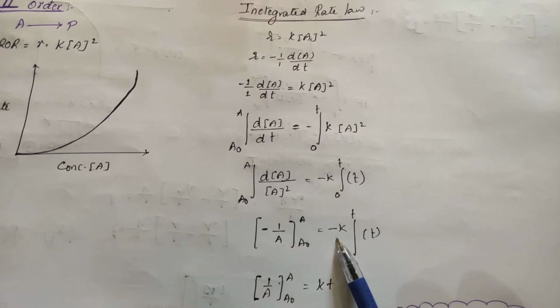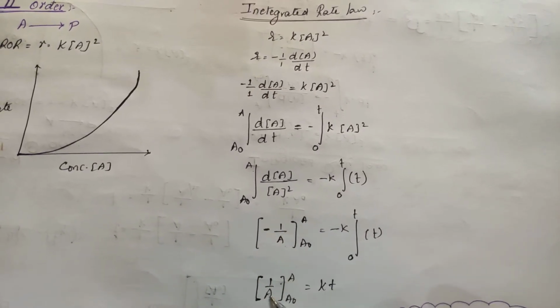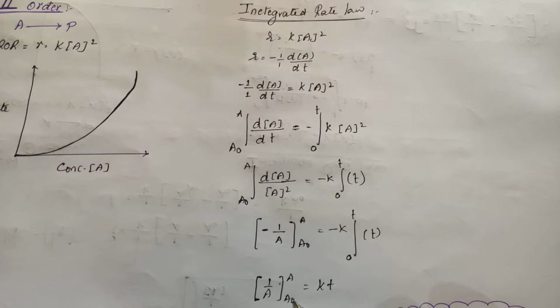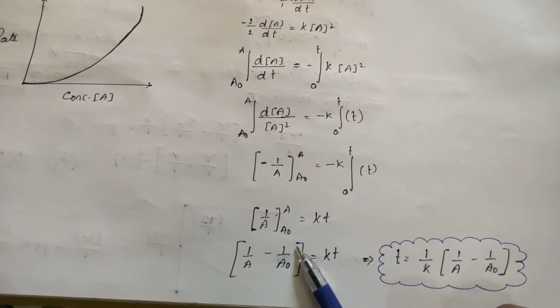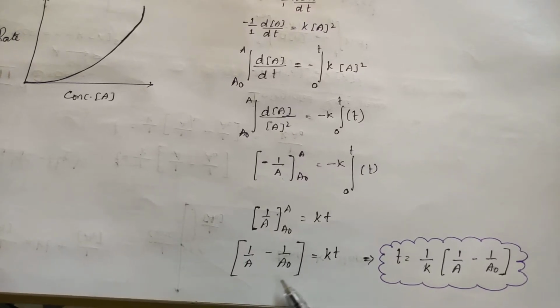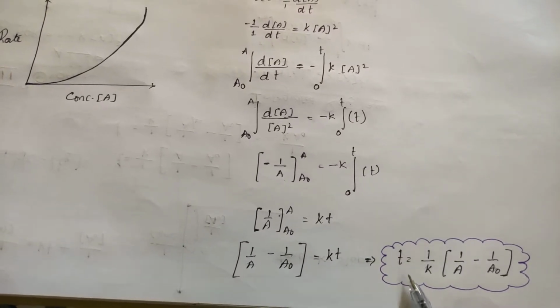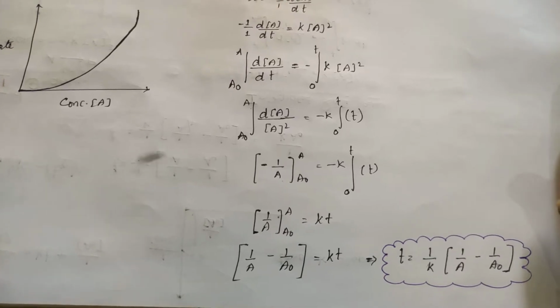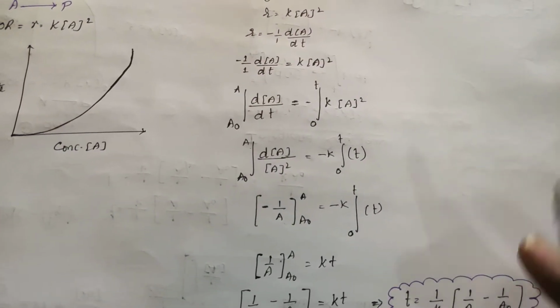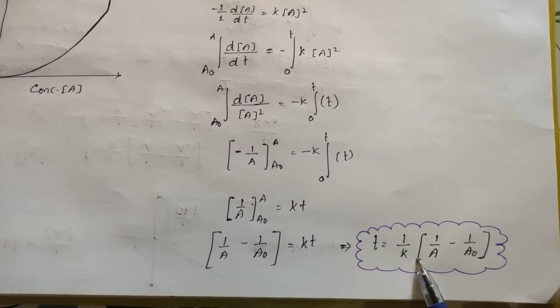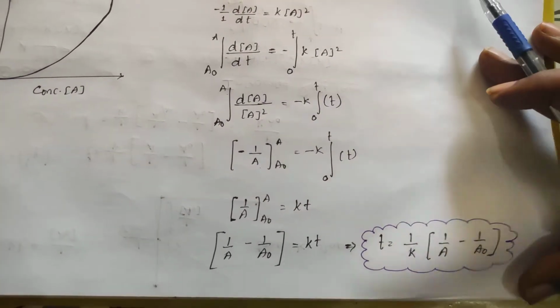Here minus is there. Here also minus is there, the minus is cancelled. So 1 by A, this one upper limit by lower limit is equal to KT. Okay. 1 by A minus 1 by A naught is equal to KT. And if you send T or K that side, if you take T as subject, it is equal to 1 by K bracket 1 by A minus 1 by A naught. This is the integrated rate equation. This is the integrated rate equation for the second order reaction.